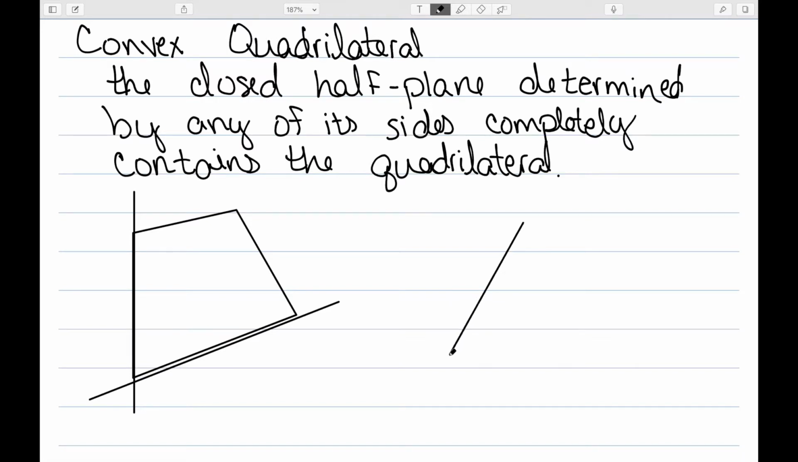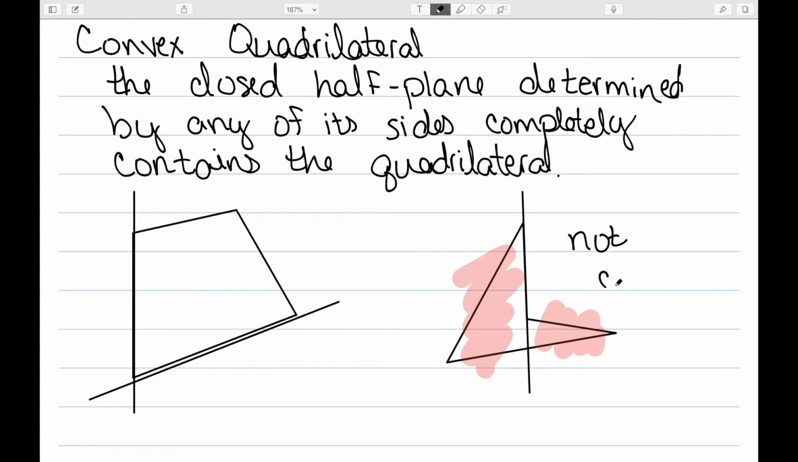However, if I look at something like this quadrilateral here, we can see that we still have 4 points. However, if I try to extend out this side right here, it breaks the quadrilateral into 2 pieces. This piece over here, and then this piece over here. So this one over here would be not convex.